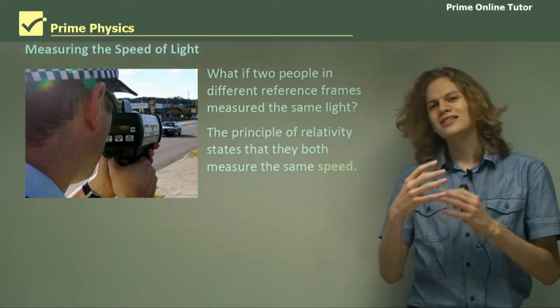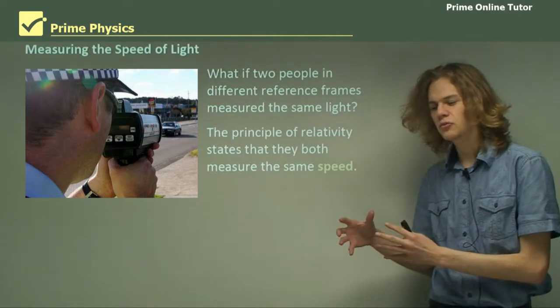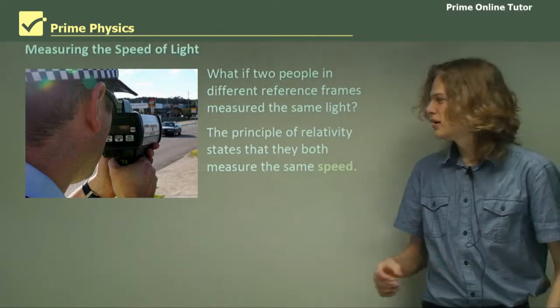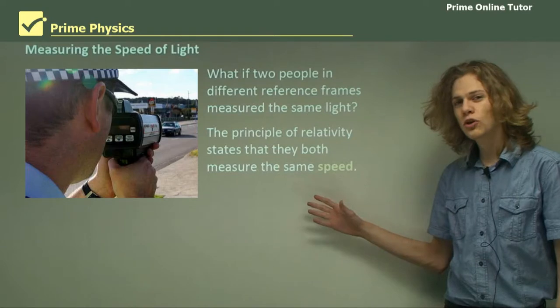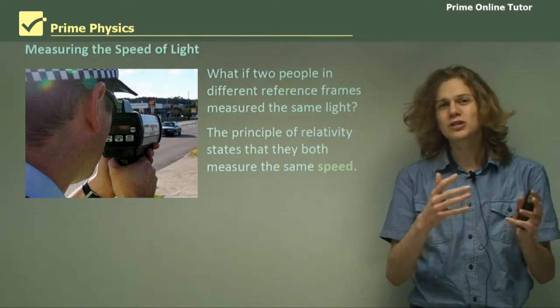Because the speed of light is invariant, it doesn't change whether we're in a train traveling at the speed of light or if we're stationary. Then both observers, moving and stationary, have to measure light at the same speed.